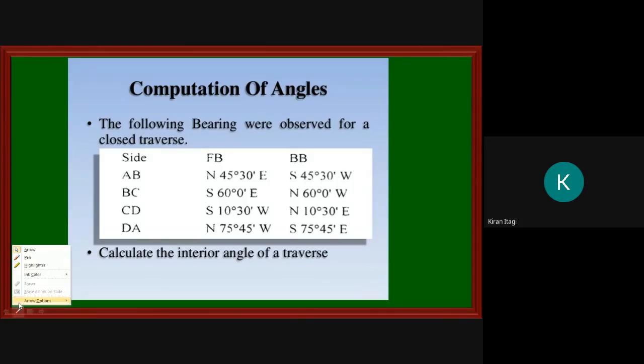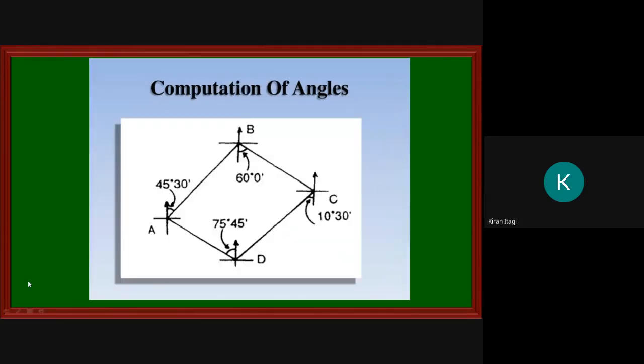So I hope you did the homework I had given. A, B, C, D: four stations are there. Fore bearing and back bearing are given. So what you will do first is mark the station A. The fore bearing which was given is north 45 degree 30 minutes east. This is for line AB.